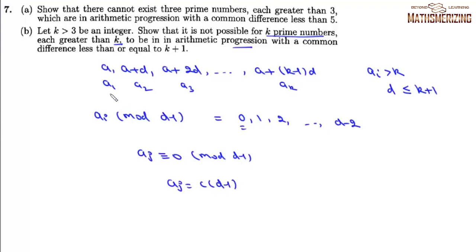Now since all these ai's are prime numbers, that means this aj can only be d minus 1. Now d minus 1 is less than or equal to k, but we are given that ai is greater than k. That means there is a contradiction. So it is not possible for k prime numbers each greater than k to be in AP with a common difference less than or equal to k plus 1, and this completes our proof.